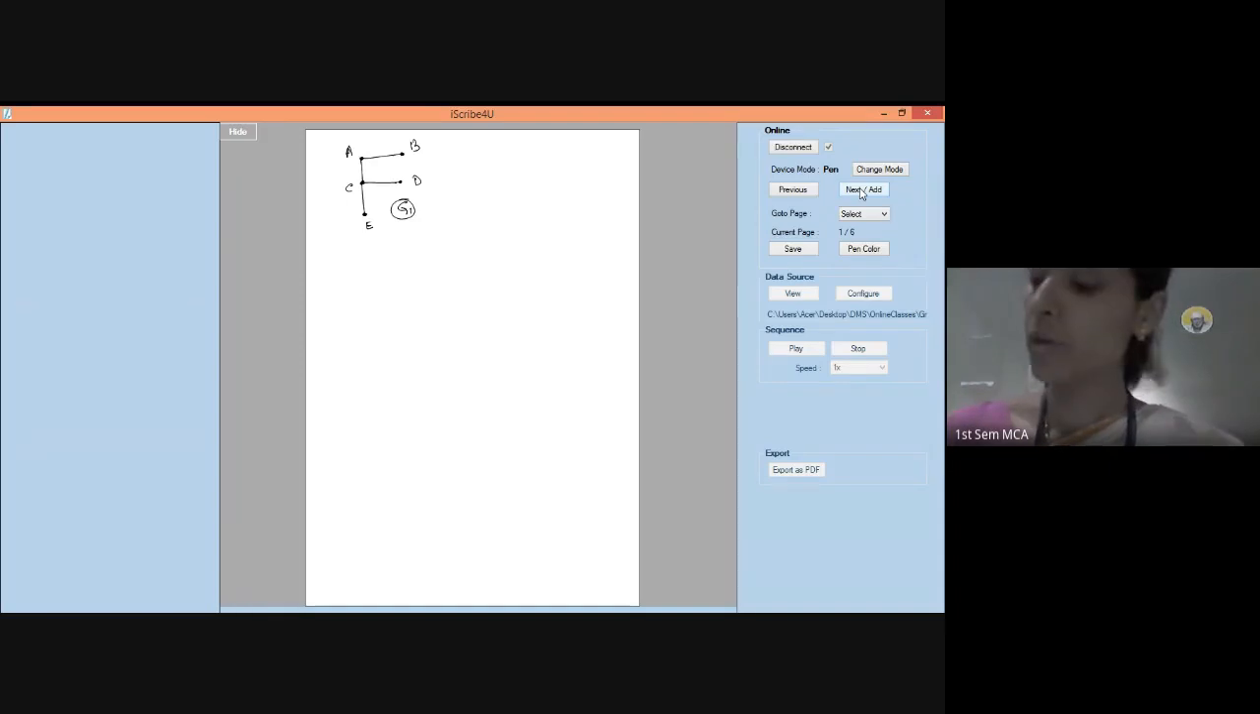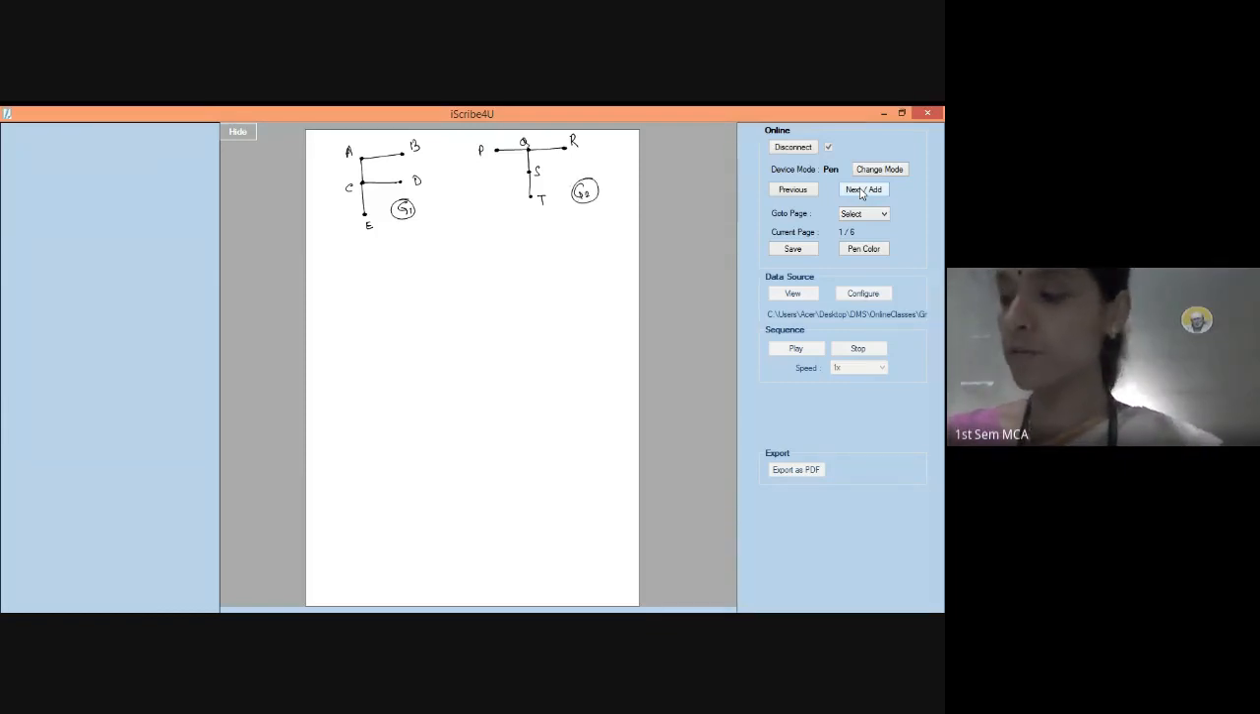Now let me draw the graph G2. P, Q, R, S, and T. This is my graph G2. Clear to you? Now we have to check whether these two graphs are isomorphic or not by going through the 6 or 7 properties that we have put down.